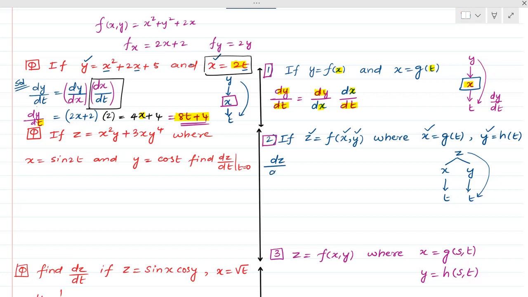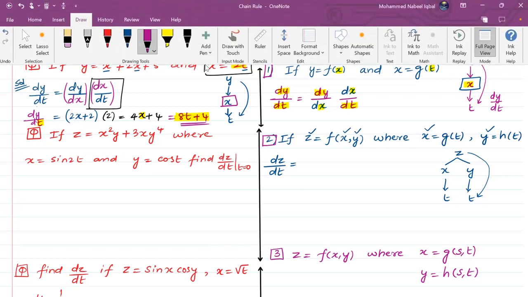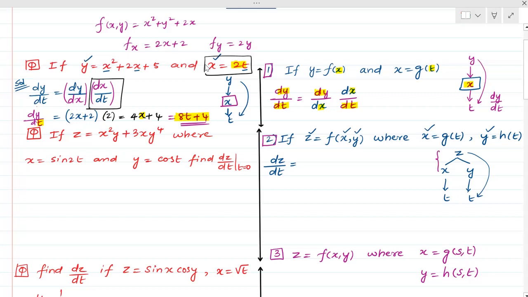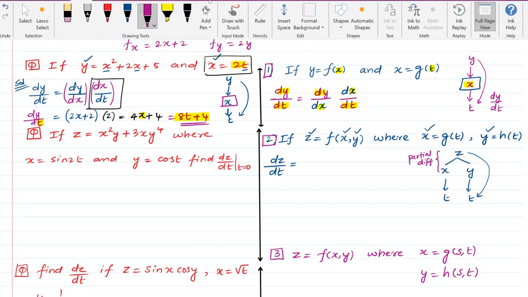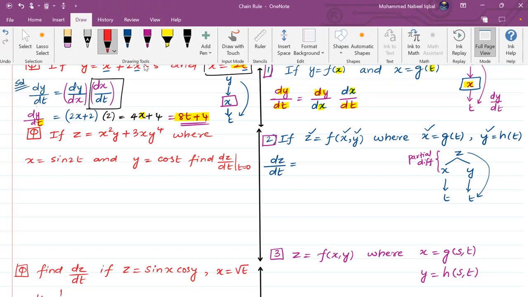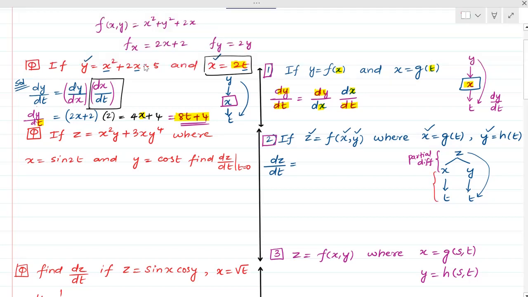How will you calculate dz over dt? This is very important. Listen here. You have to know when to use the partial derivative and when to use the ordinary derivative. Here z is a function of two variables, so you have to use the partial derivative. If you come to the next level, x and y are functions of one variable, so we have to use the ordinary derivative d.